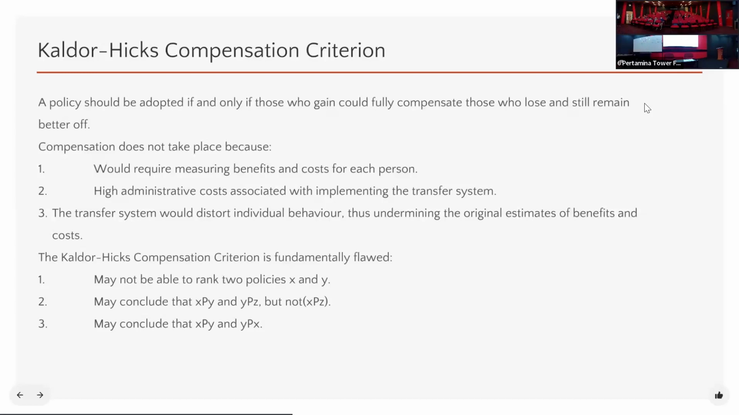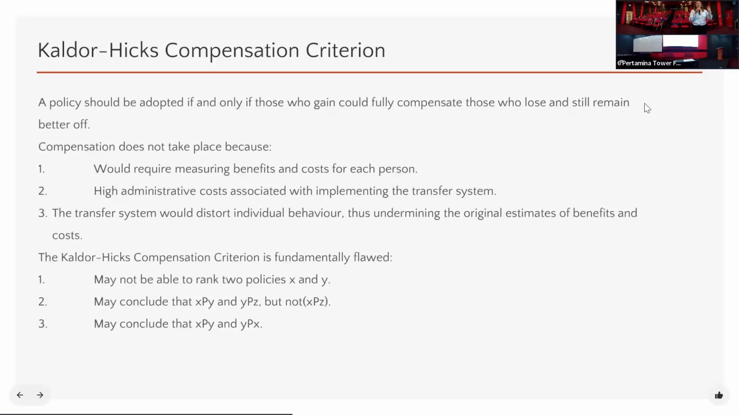Okay? What happens is that compensation never takes place because it would require measuring benefits and costs for each person. It has very high administrative costs associated with implementing the transfer system, and the transfer system will distort individual behavior. What do I mean? So I will say, well, actually, I thought that my cost of leaving the European Union was £10,000, but now I'm thinking it's more like 20. Would you pay me, please? So it distorts behavior, okay?